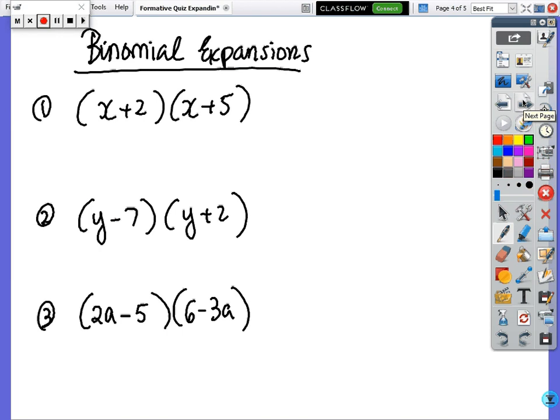Okay, so now we're up to the binomial expansions. You can use FOIL. You can use rectangle method, whatever method you've been taught and you like. So use one of those and have a go. Come back when you're ready.